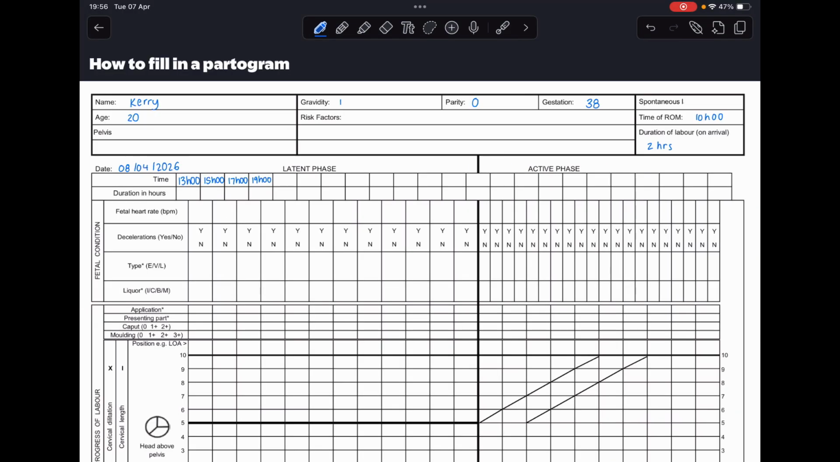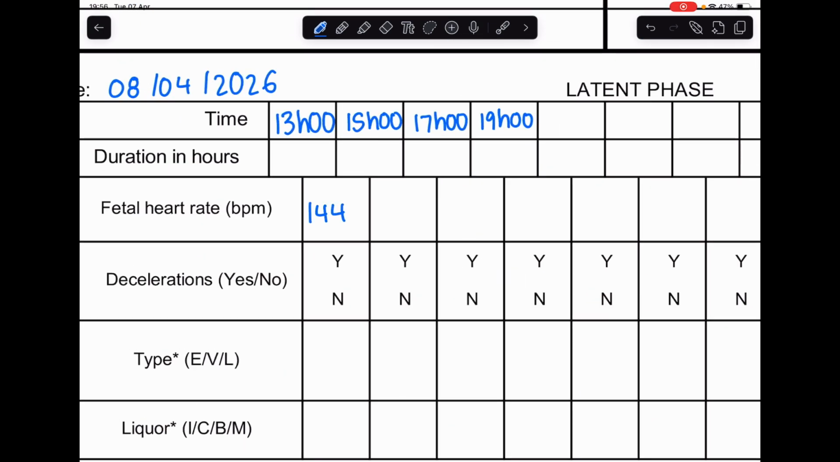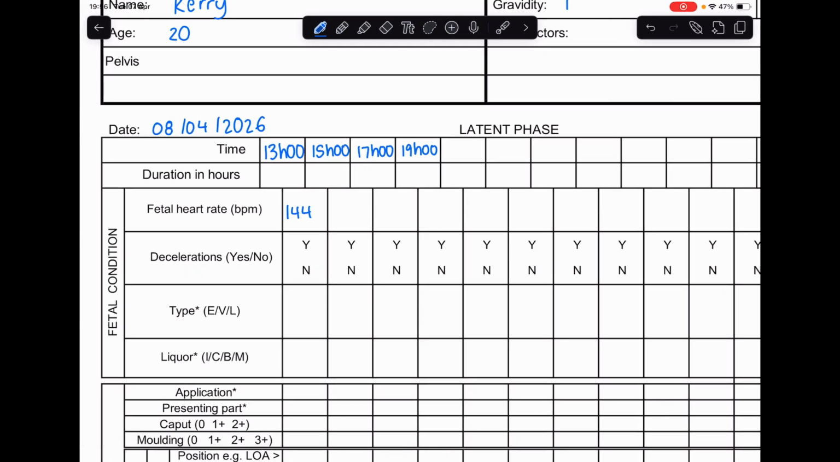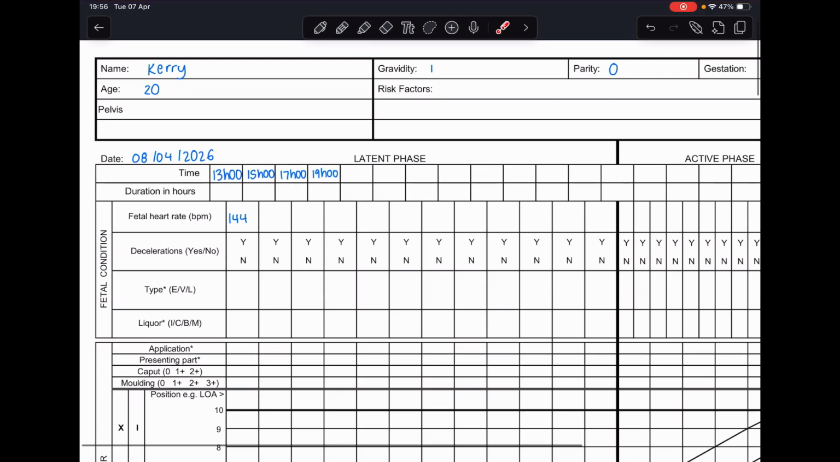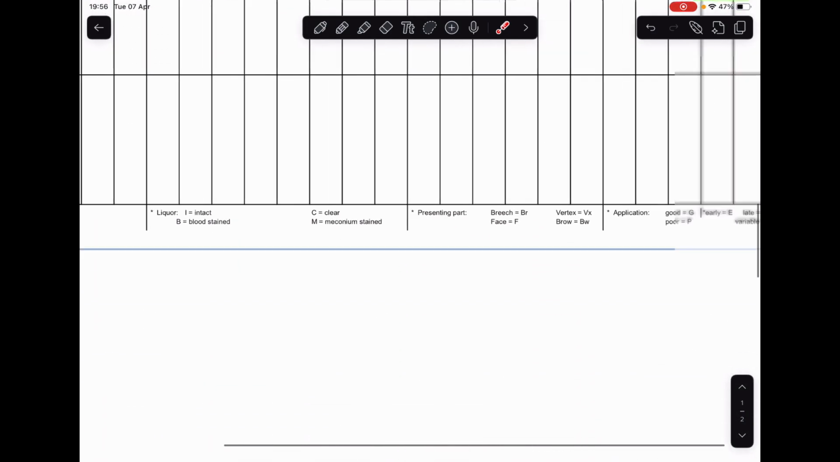forth. At 1 p.m., the fetal heart rate was 144 beats per minute. In the presence of decelerations on the CTG, one would tick yes in the row and denote the type of decel in the second row. EVL refers to early, variable, and late decelerations. There is a key at the bottom of the partogram that refers to this.